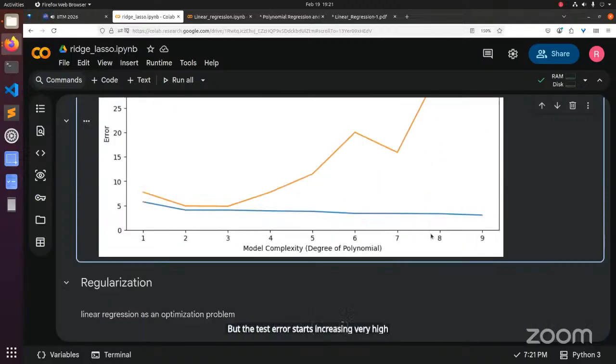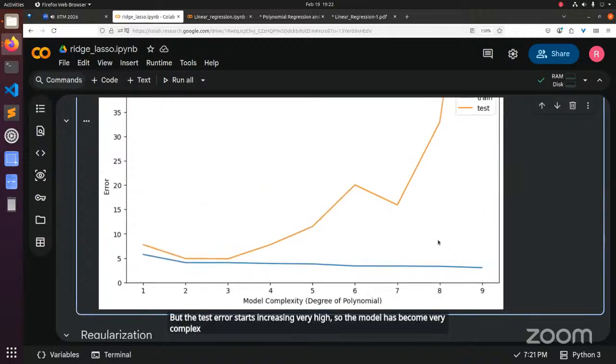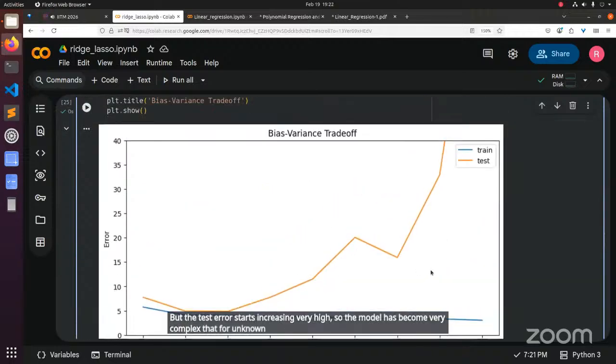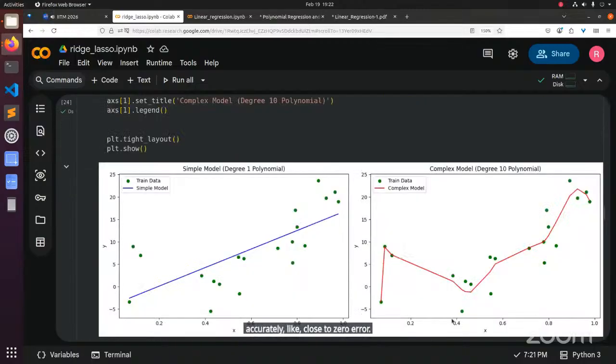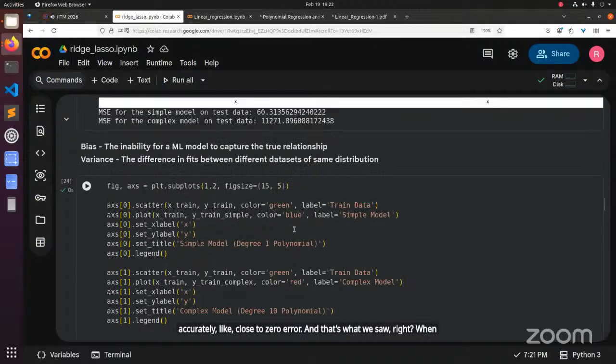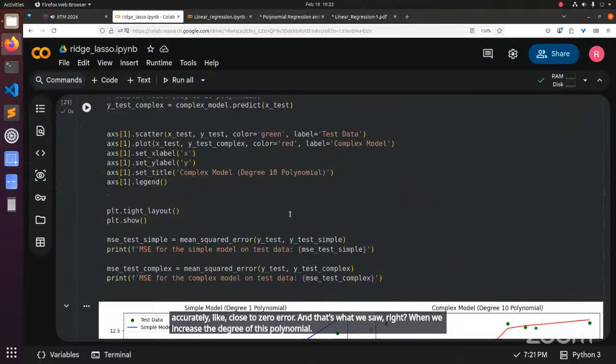So the model has become so complex that for unknown data points, it is not able to predict at all. But for the trained data points, it's predicting very accurately, with close to zero error. And that's what we saw, right? When we increase the degree of this polynomial, where is this degree 10?